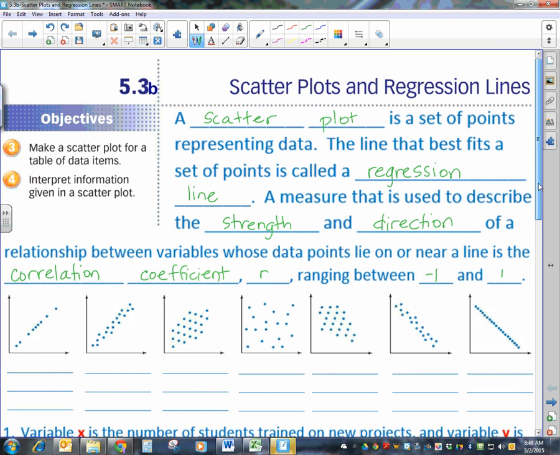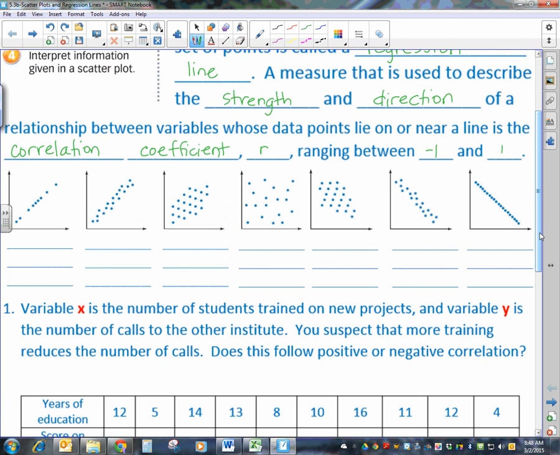So here are some pictures of what data may look like when we plot it. This first one, R would be equal to 1. Here, they would say R is about 0.8. This one would be your R value equaling about 0.3. This one, R would be equal to 0. This one, our R would be negative 0.3. This one would be a negative 0.8. And this would be a negative 1.